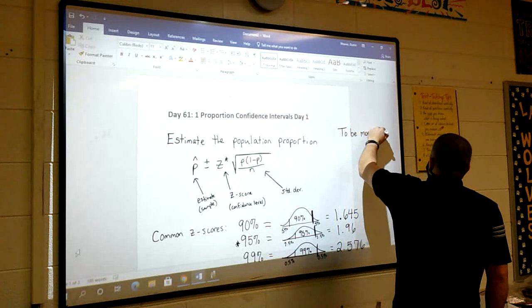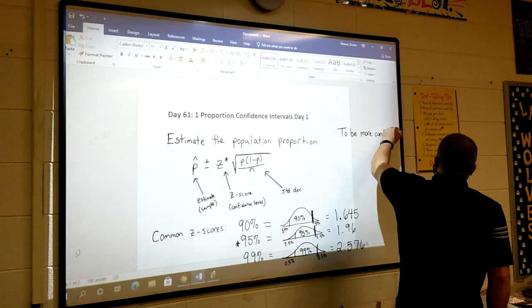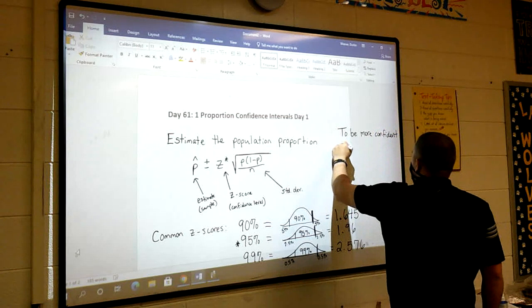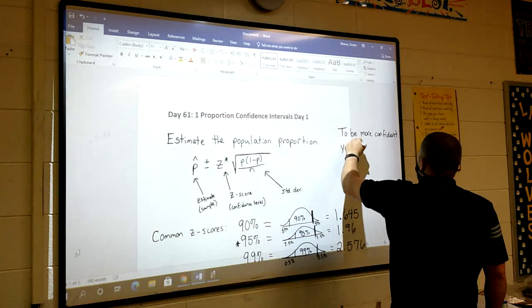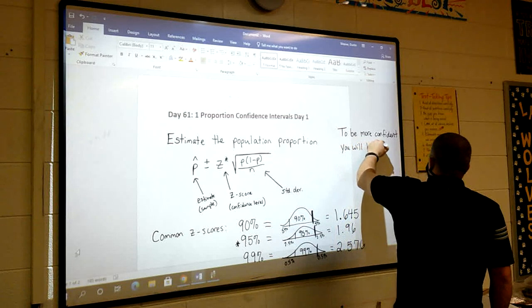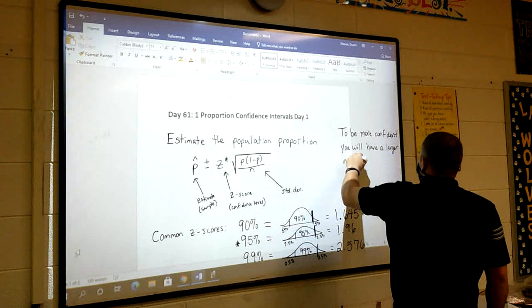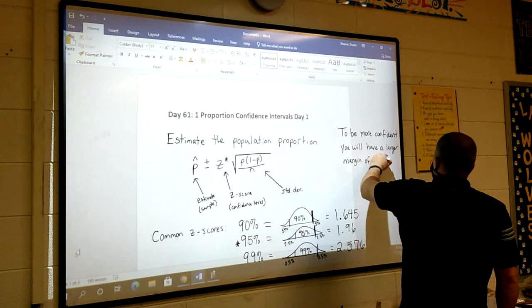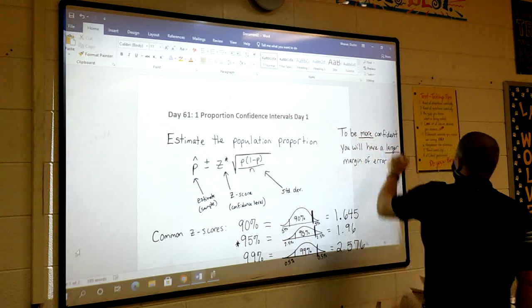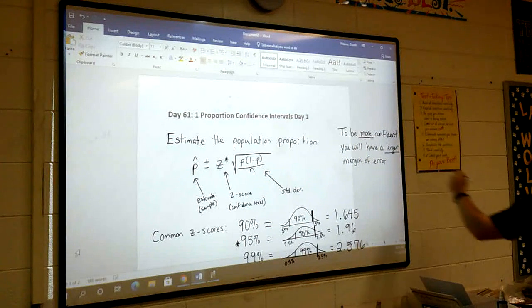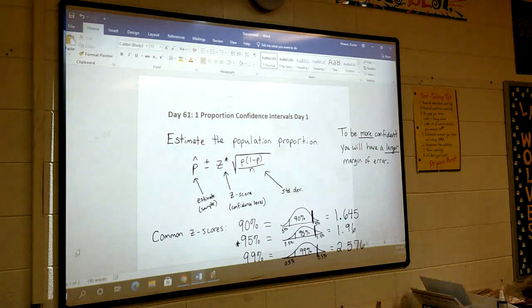A couple other key things to know is, to be more confident, you will have a larger margin of error. Okay, so that's a key concept here. The goal is obviously to have the most confidence possible, but to be more confident, you end up getting a larger margin of error.